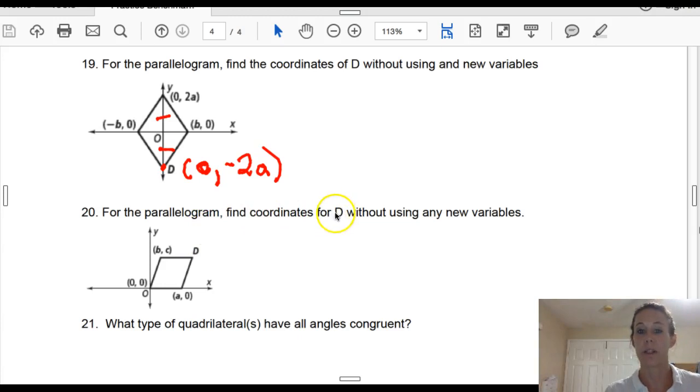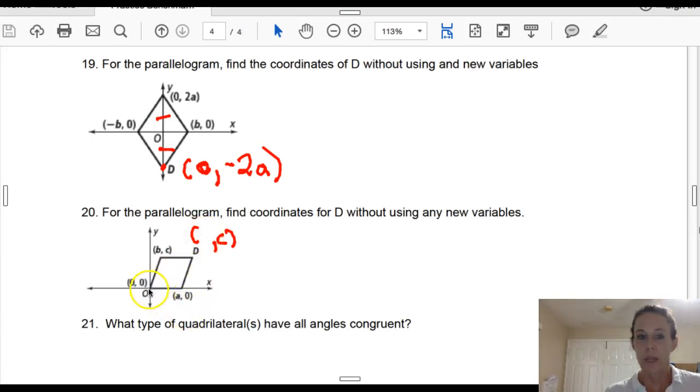Okay, let's look at 20. For the parallelogram, find the coordinates for D without using any new variables. This one's a little trickier. I want to find the coordinates here. Now I can see I go over all the way to here, and then I go up to here. So I'm not sure how to get all the way. What is that on the x? I can't use new variables. I have the variable a, I have the variable b and c. So I go over this far. I'm not sure how far this is, but I do go up the same height as here. So the height here is c, so the height here will also be c. There's my y coordinate. Now I have to figure out my x coordinate. How far do I go over?